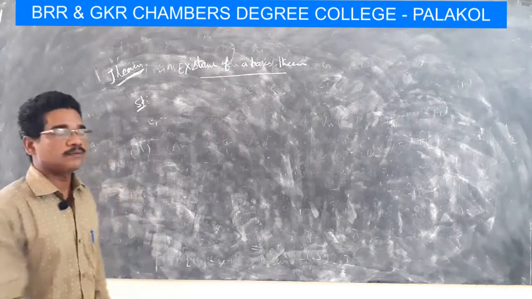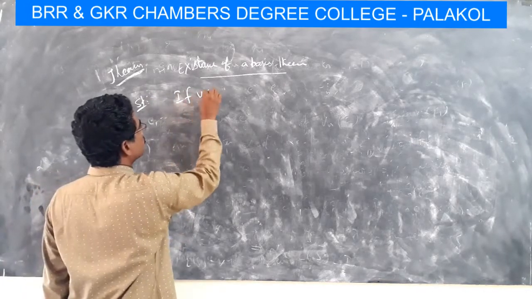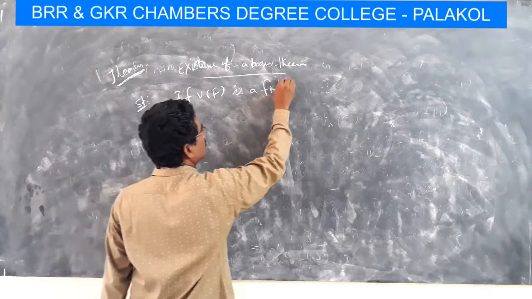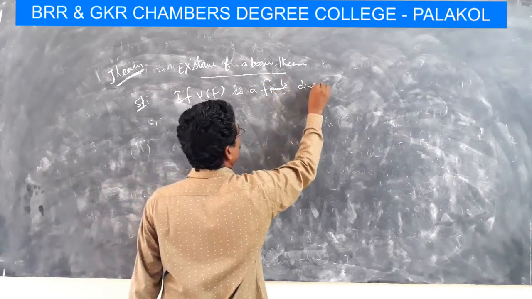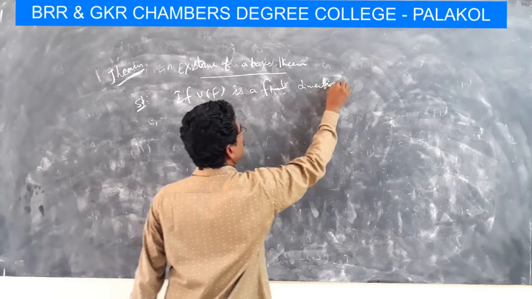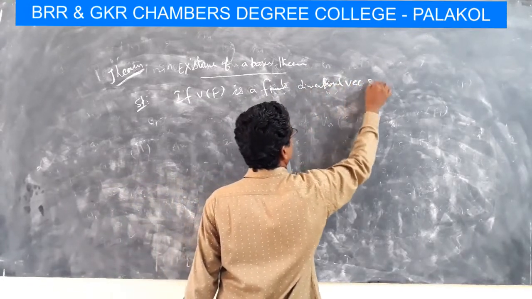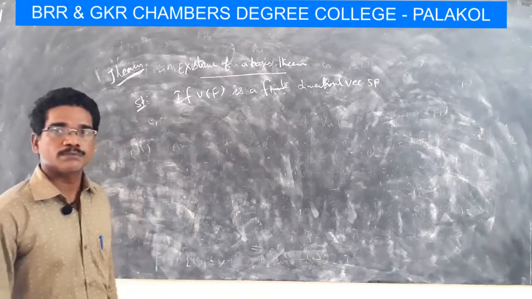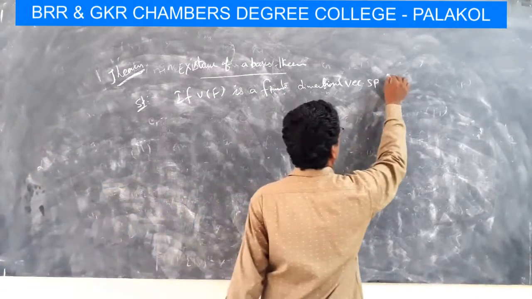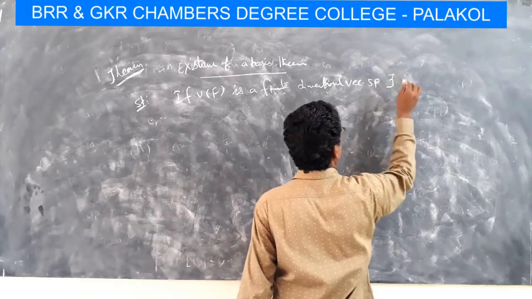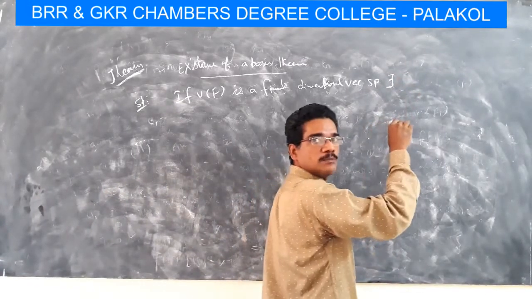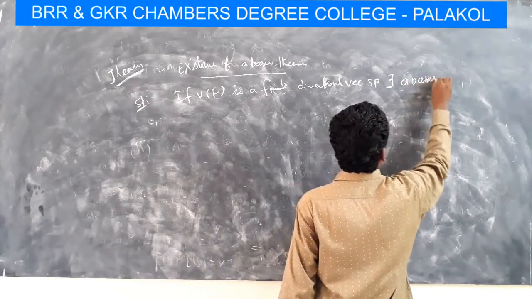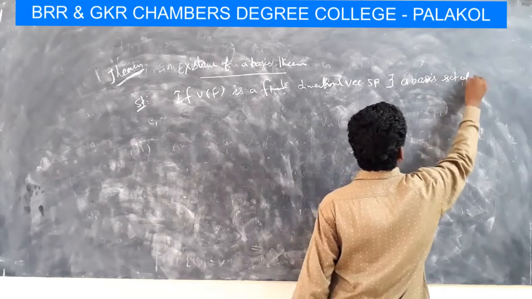If V(F) is a finite dimensional vector space, then there exists a basis set of V.